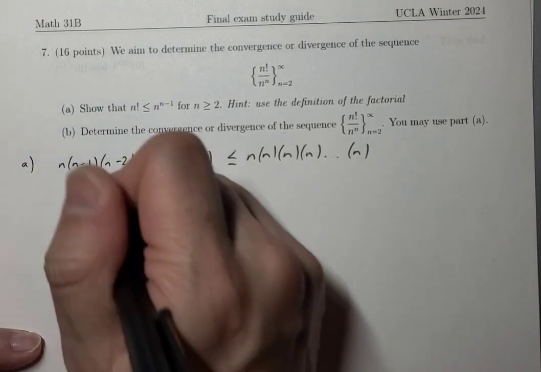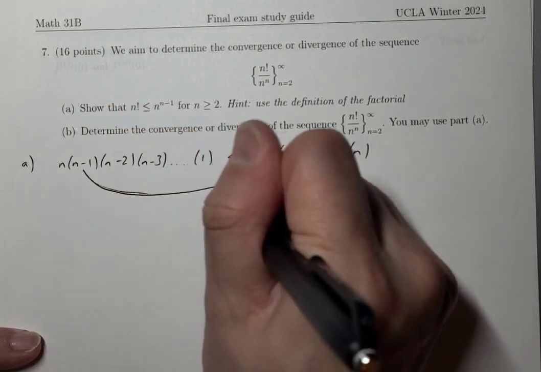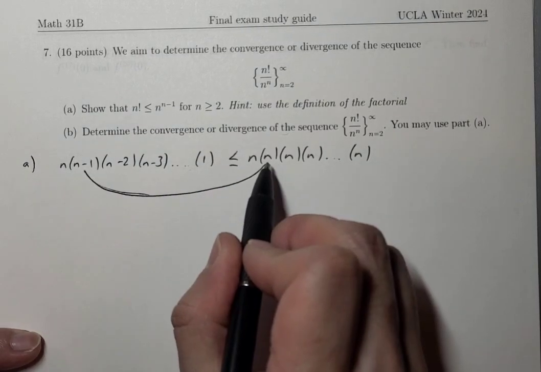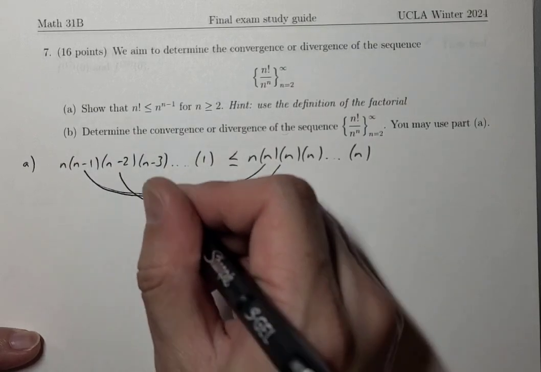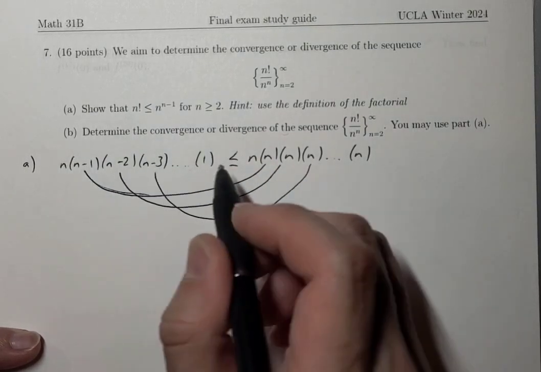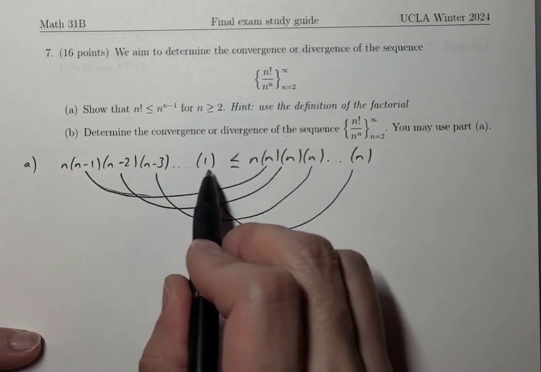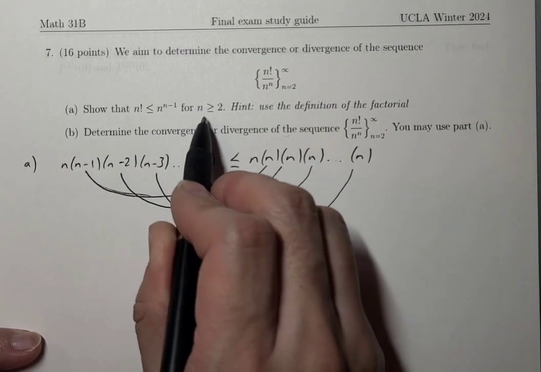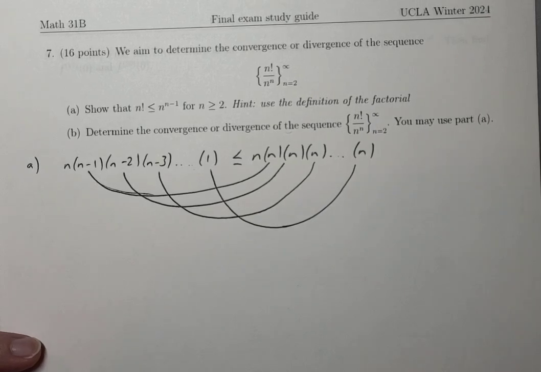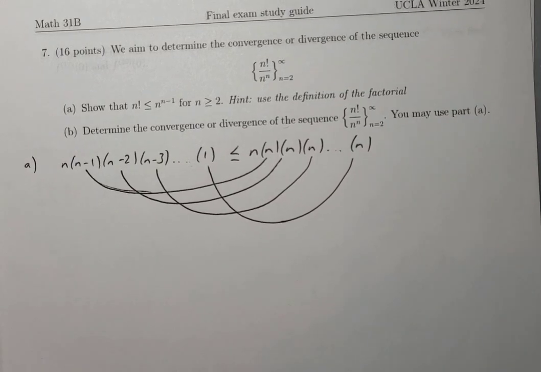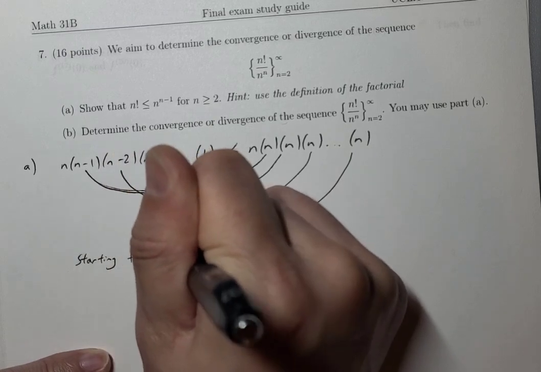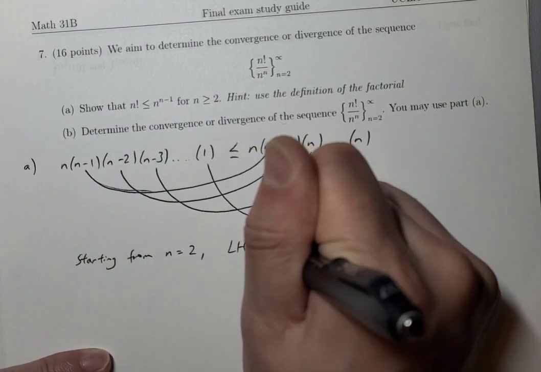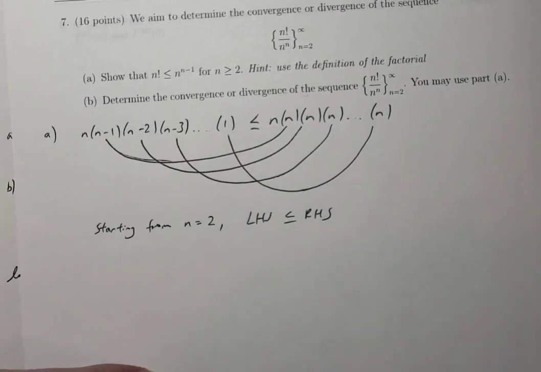because the n's match the first terms, but starting from the second term, n minus 1 versus n, clearly this is smaller. N minus 2 versus n, clearly n minus 2 is smaller. N minus 3 versus n, n minus 3 is smaller. 1 versus n, 1 is smaller for n greater than or equal to 2. Okay? So honestly, I would just say starting from n equals 2, the left-hand side is less than or equal to the right-hand side, and that should be good enough.